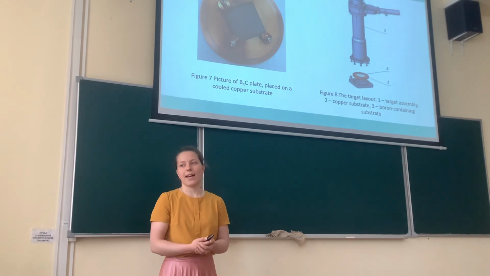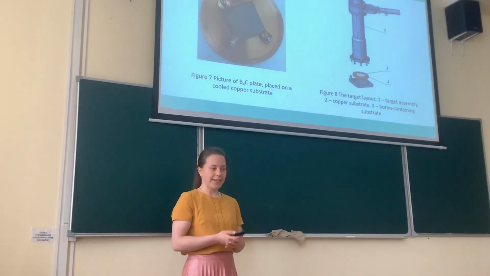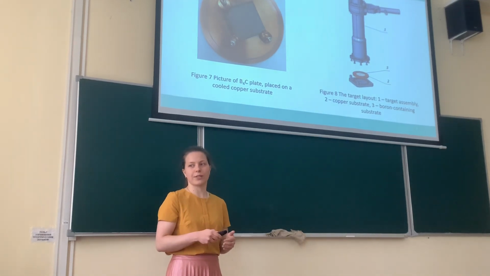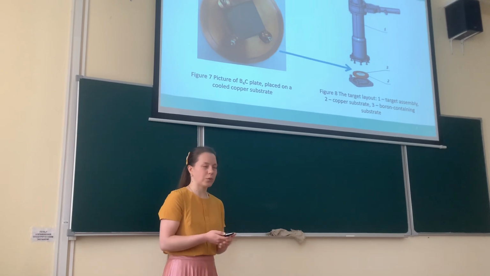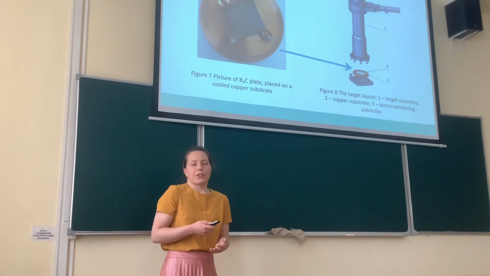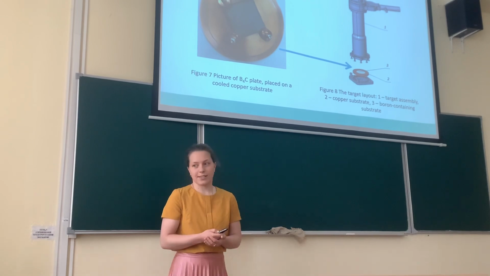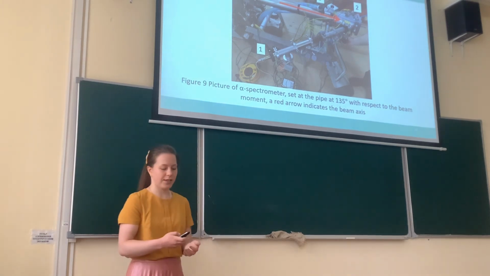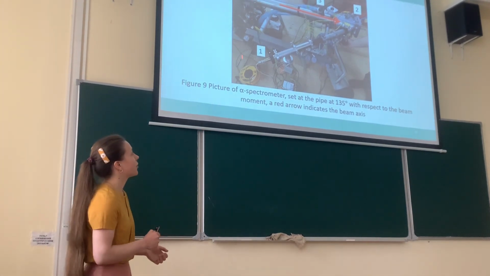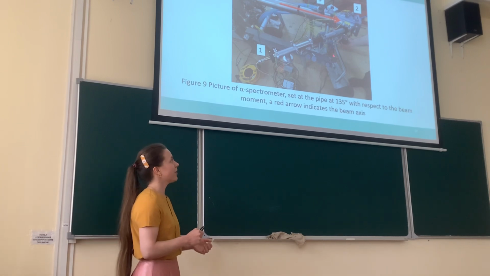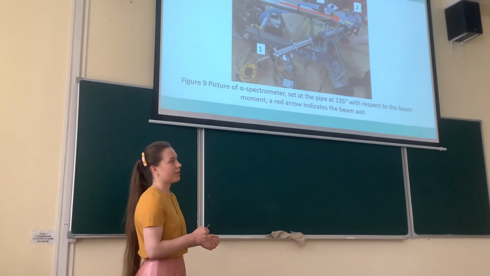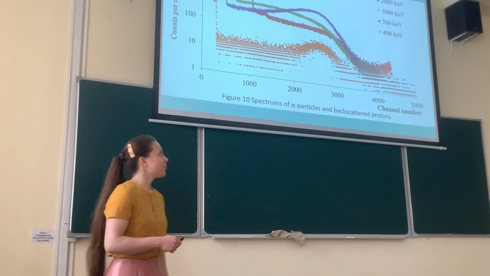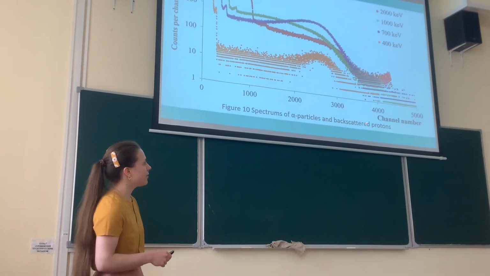The boron target is a boron carbide plate, 4 millimeters thick, placed on a cooled copper substrate and set in the target assembly. That is just a picture of how it all looked. You can see the first one is the alpha spectrometer, which measured the alpha particle spectrum. This is the target, exactly where the plate is. And these are 4 typical spectra of alpha particles and backscattered protons.